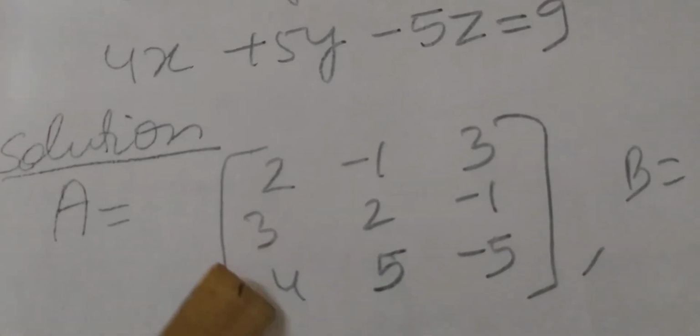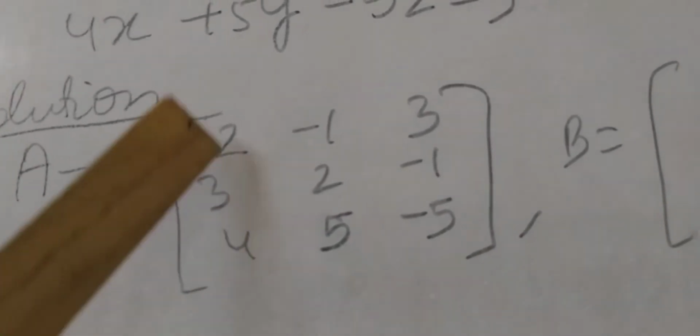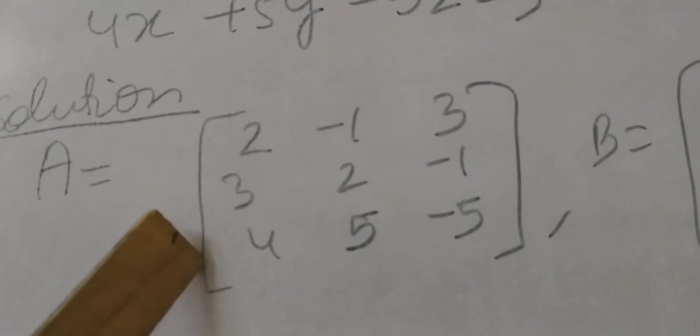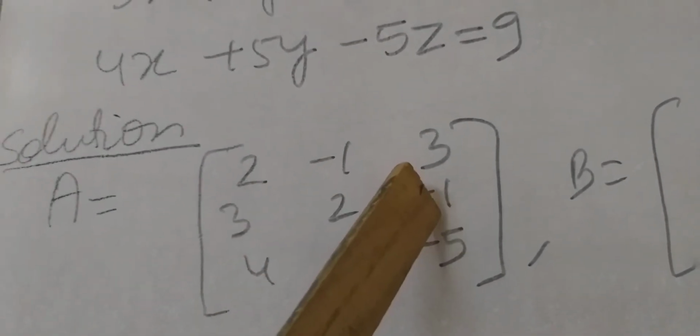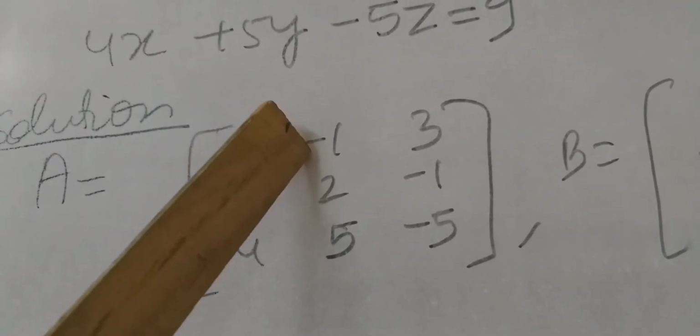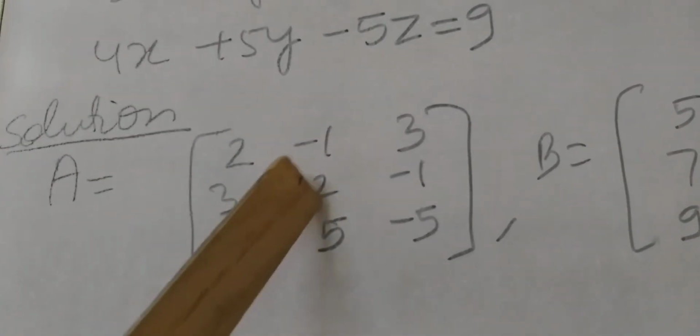Now students, third row cofactors, first value A31. So the first row and third column are deleted, left values are minus 1, 3, 2, minus 1. Let us find out this determinant: 1 minus 6.